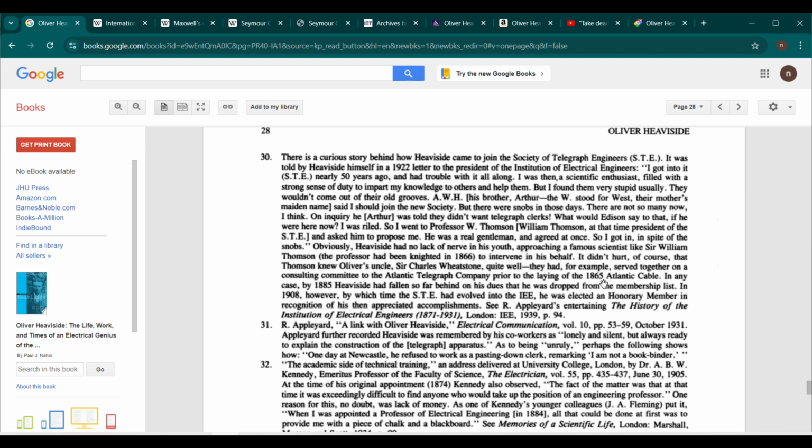In any case, by 1885, Heaviside had fallen so far behind on his dues that he was dropped from the membership list. In 1908, however, by which time the STE had evolved into the IEE, he was elected an honorary member in recognition of his then appreciated accomplishments.